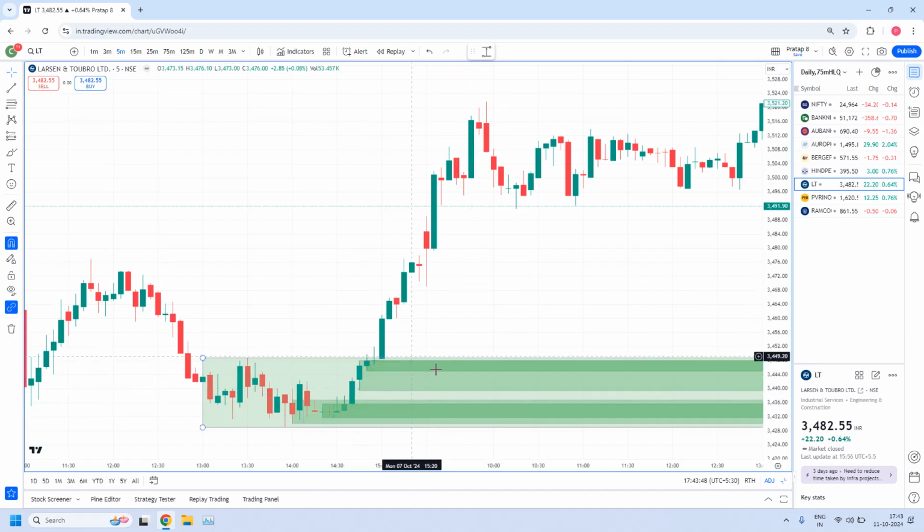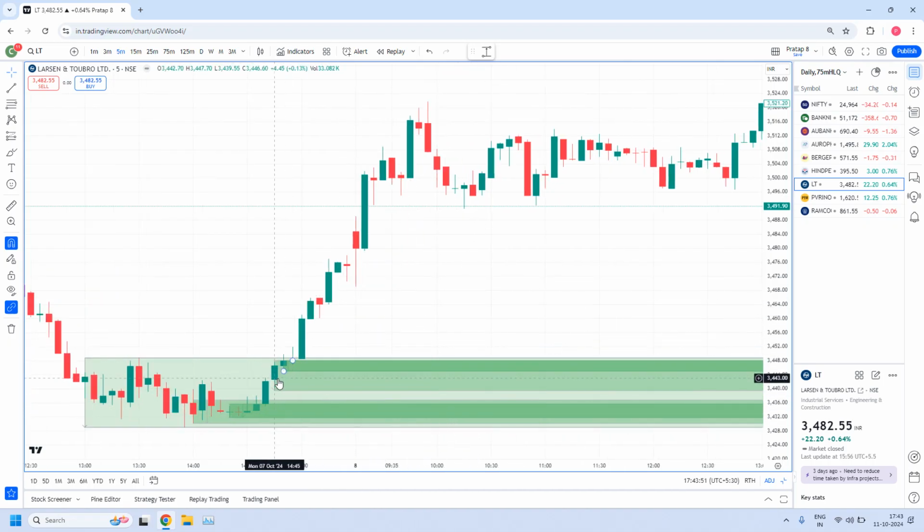But before that we have one more zone. Here again you have a rally, 2 base candles and a rally. This is another fine-tuned 5-minute zone. So total we have 2 fine-tuned 5-minute zones. What is the trade plan? Once the price reaches the first fine-tuned 5-minute zone, immediately you can take a trade. In case this is violated, then you can plan a trade in the second fine-tuned 5-minute zone.